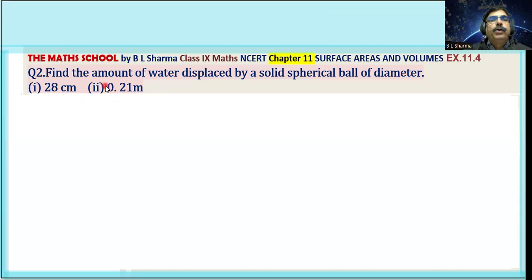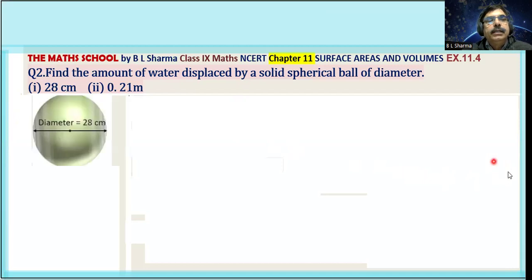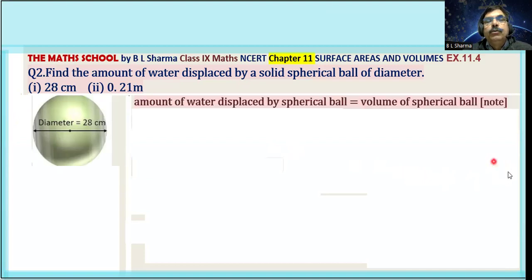Question number 2. Find the amount of water displaced by a solid spherical ball of diameter, in the first case 28 centimeter, and in the second case it is 0.21 meter. Now in the first case, the diameter is 28 centimeter. So the amount of water displaced by the spherical ball is equal to the volume of the spherical ball. It means we have to find out the volume of this spherical ball of diameter 28 centimeters.